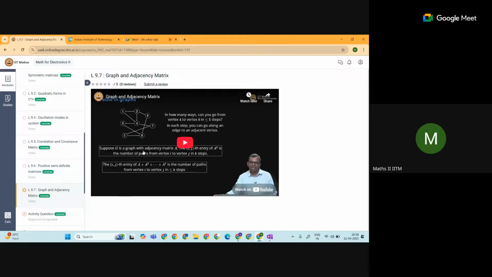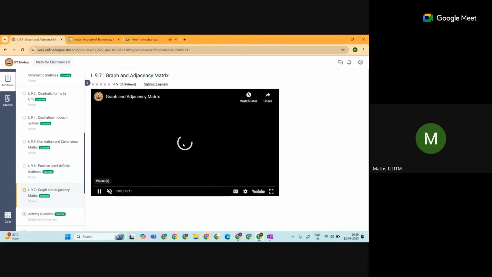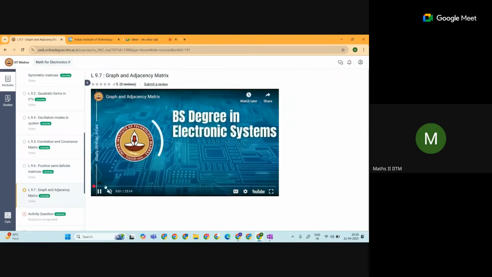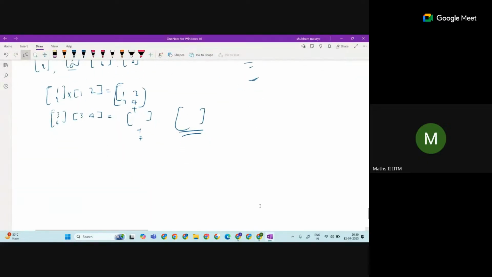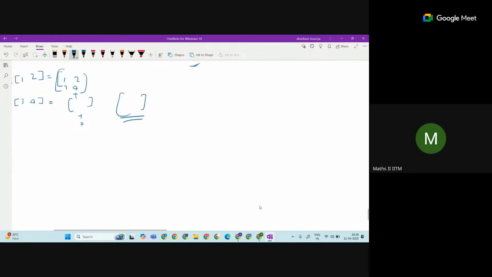This is again an important topic, graph and adjacency matrix. A graph contains two sets, a set of vertices and a set of edges. Edges are pairs of nodes, graph nodes connected by edges. If you think about the railway track, that is a kind of graph.